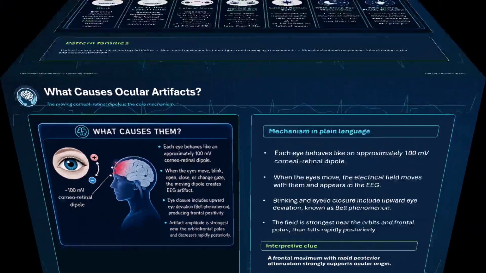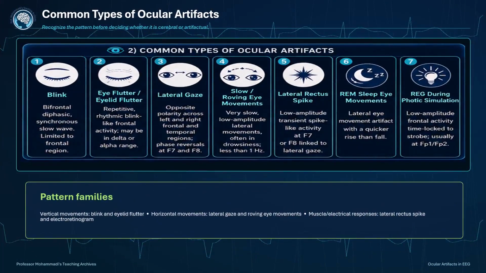Next slide, please. The main ocular artifact patterns can be grouped into a few practical families. Blink and eyelid flutter are mainly related to vertical eye movements. Lateral gaze and slow roving eye movements reflect horizontal or lateral eye movement. Lateral rectus spikes and electroretinogram responses are important mimics because they can create sharp or time-locked patterns that resemble cerebral activity. Classifying the artifact family first makes interpretation much more systematic.